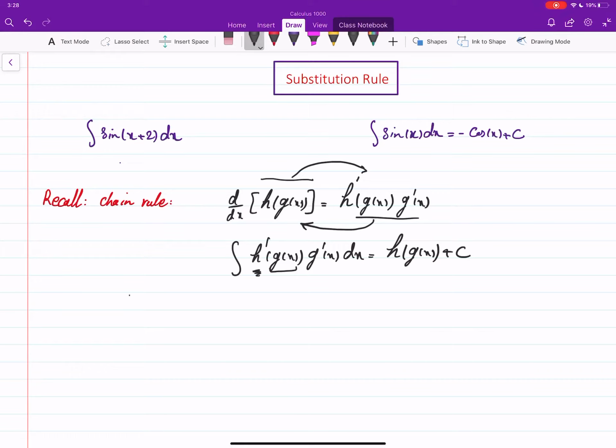When you have an integrand which has these two parts, f composed with a function, then multiplied by the derivative of the same function. In this case, let's call this the x integral. The substitution rule says that if you have an integral of this form, you can turn it into another integral. I will call it the u integral.